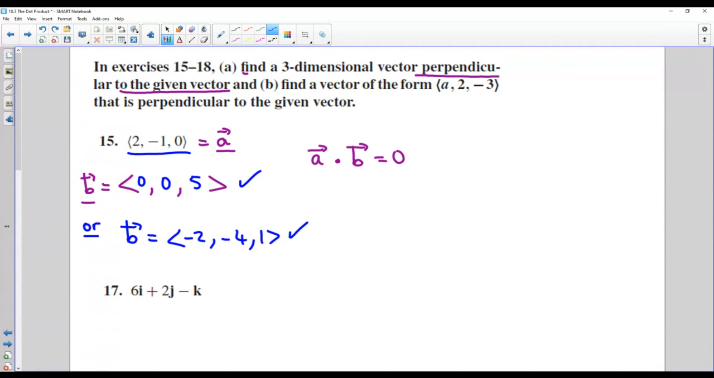Okay. Amira, you didn't get it? All right. Now, let me just. So what we have here is a vector like this. And you want to find a vector B which is perpendicular to A.